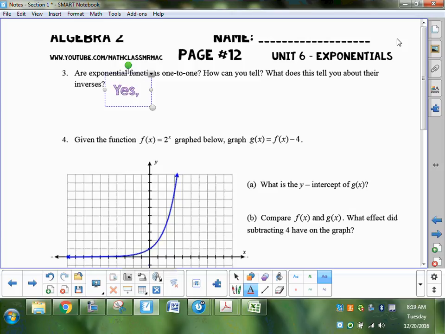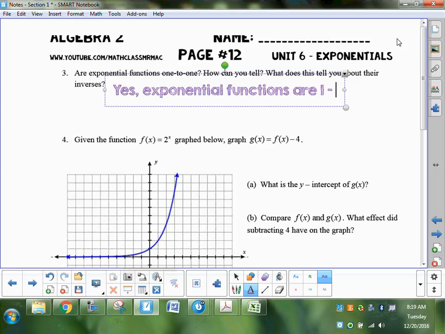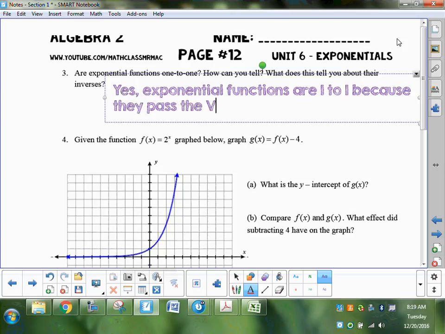So let's say this. We'll say, yes, exponential functions are 1-to-1 because they pass the VLT and HLT. That's a lazy definition, but we'll let it slide. What does that tell you, or how can you tell? We look at the graph and we have eyes. What do we know about their inverses now? Who remembers this? Because this is one that we're going to start hitting very, very frequently. What does it tell us about their inverses?